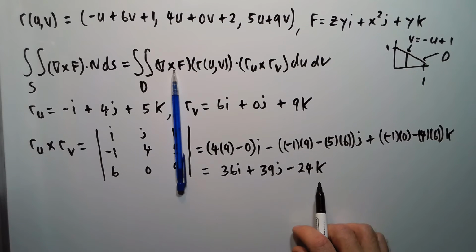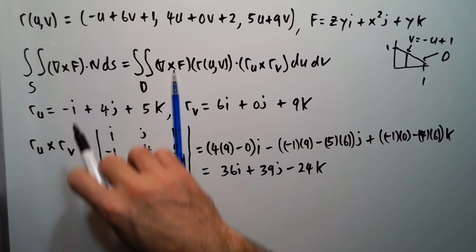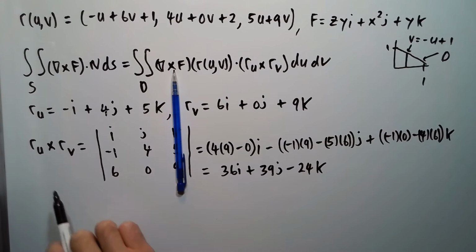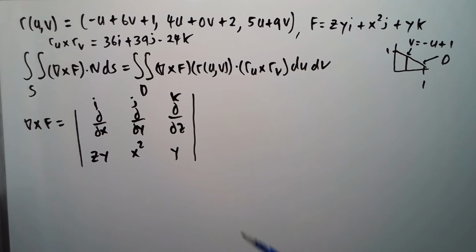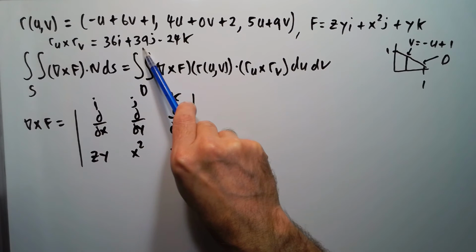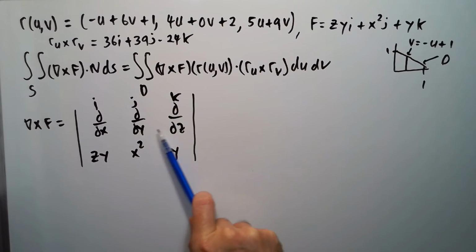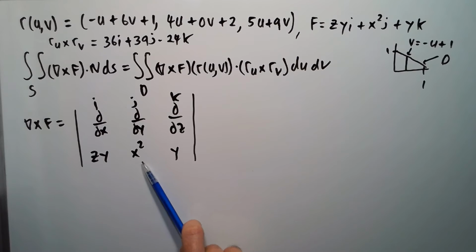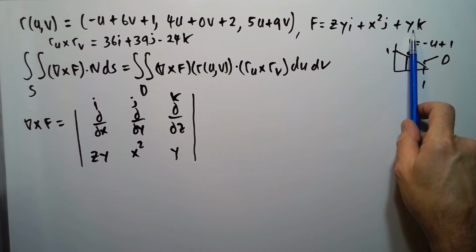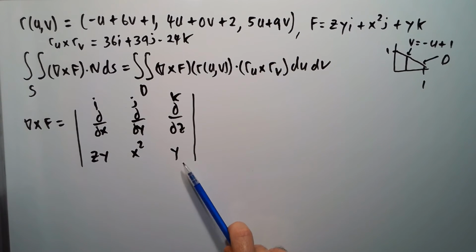So now what you do is the curl next. So let me move this up here, and then we'll start doing the curl in this area. Okay, so I move my r_u cross r_v up here. And here's my definition of curl right here. So it's the del operator, and then the components of my f function here, my f function's up here. So put it over here. So let's start doing this.